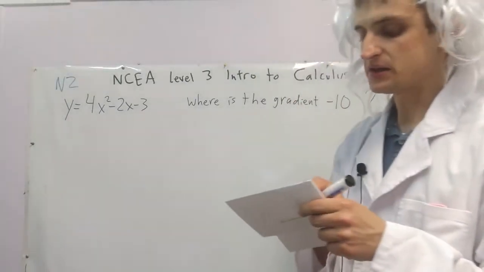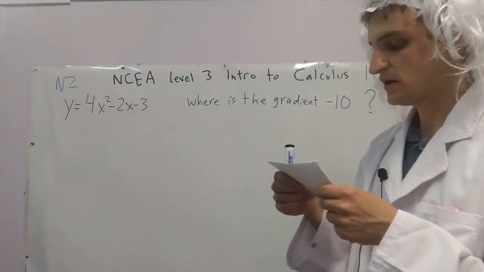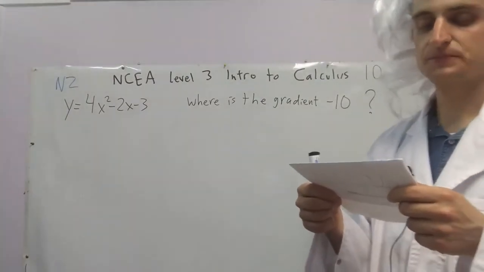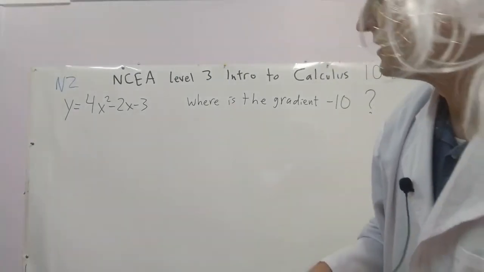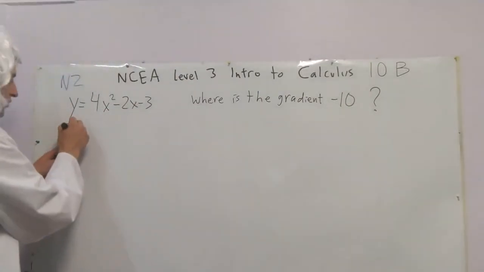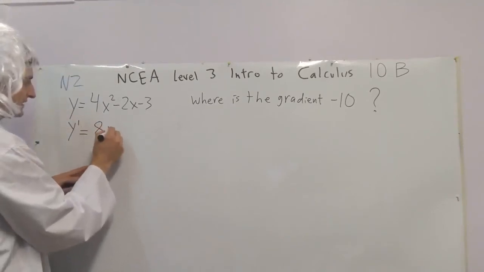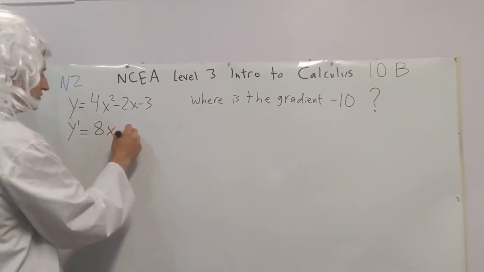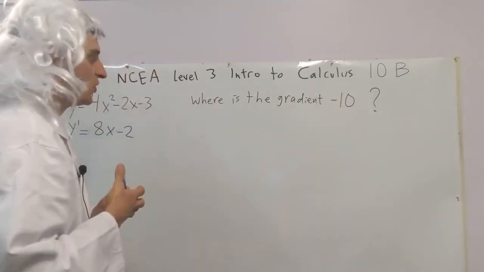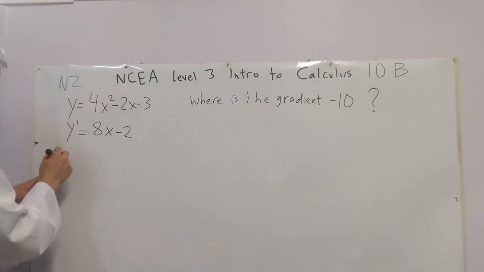Question 7. Calculate the coordinates of the point on the curve y equals 4x squared minus 2x minus 3, where the gradient of the tangent is -10. Here's our function. We need to find our derivative. Y prime equals 8x minus 2. Now we know that the gradient is -10. We just don't know where. So we'll plug -10 in right here.